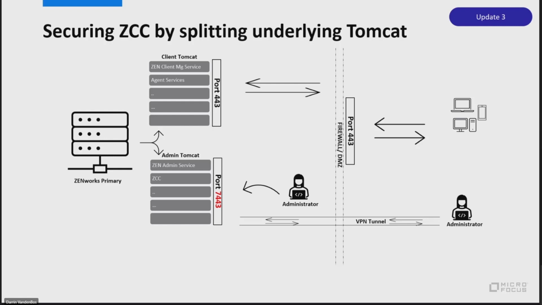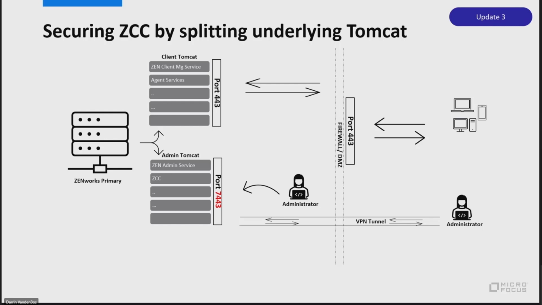The admin services are now on port 7443 by default, but during the system update, you get to specify what port number you want to use for that. We default to 7443, but you can change it to whatever port you want. Then you have the option of handling how you provide access to your administrative services outside the firewall, whatever way that you want.